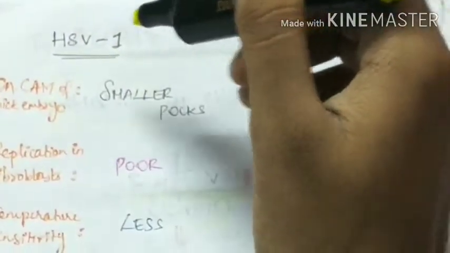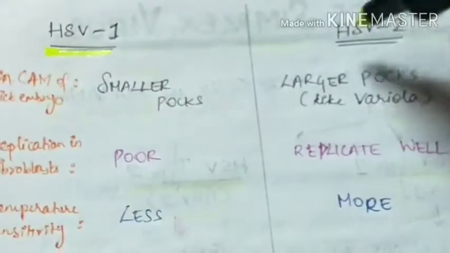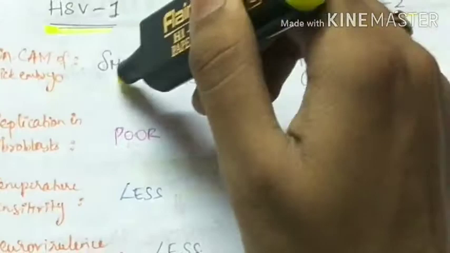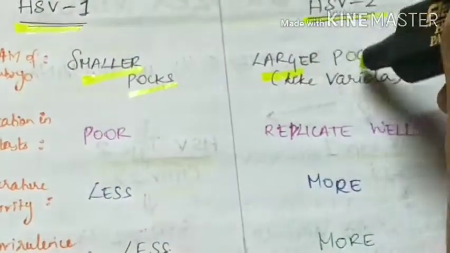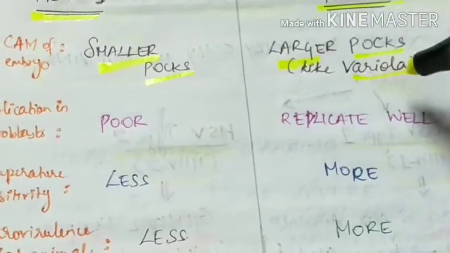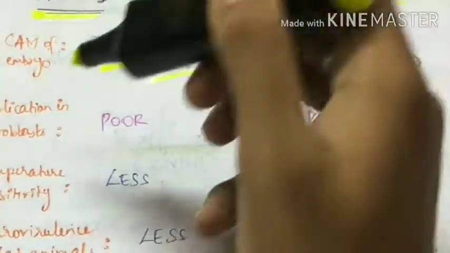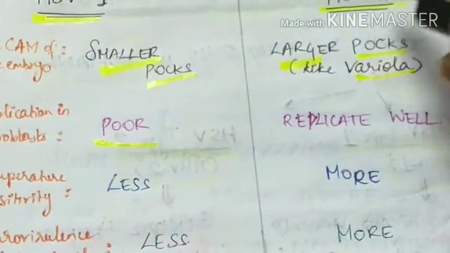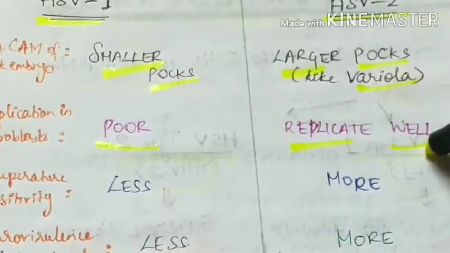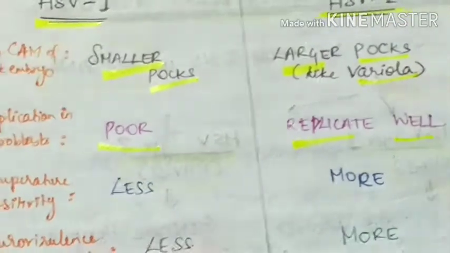Let's see the major differences between HSV1 and HSV2. On the chorioallantoic membrane of chick embryo, HSV1 produces smaller pox, whereas HSV2 produces larger pox which resemble variola virus. Replication in fibroblasts is poor in HSV1, whereas HSV2 replicates well in fibroblasts.